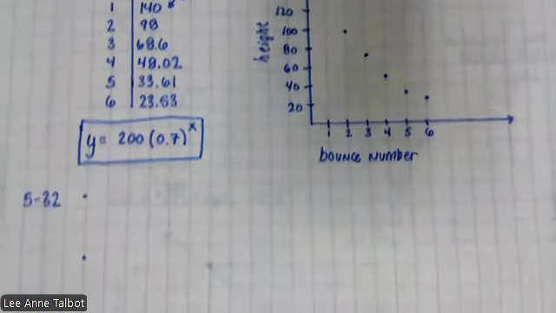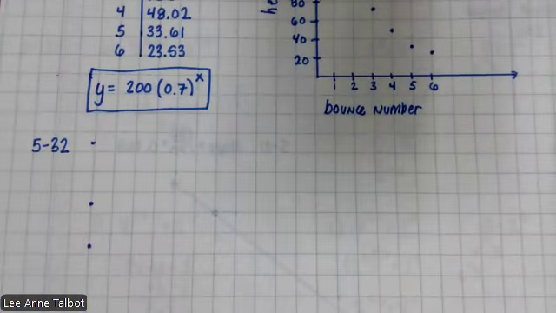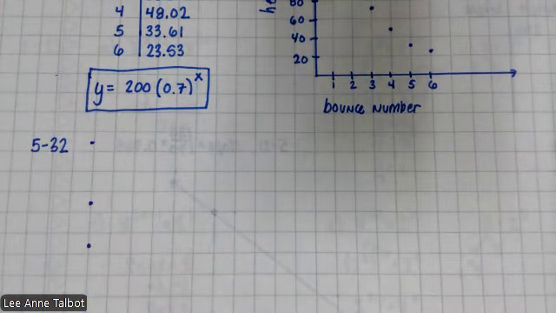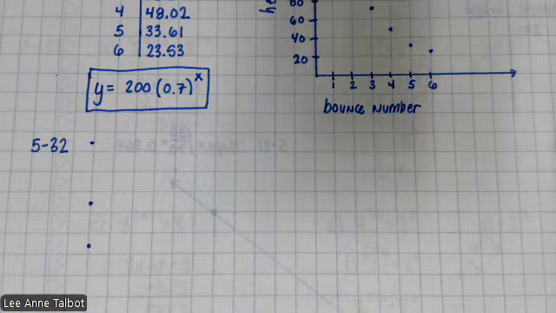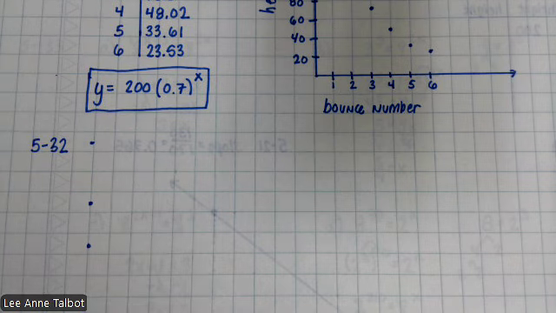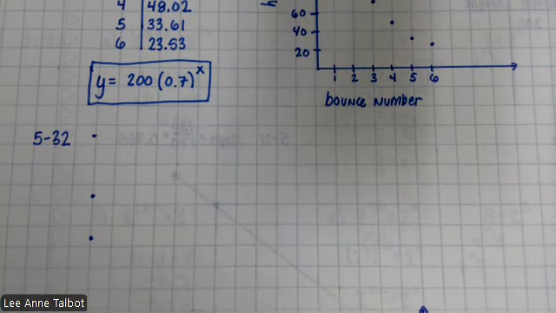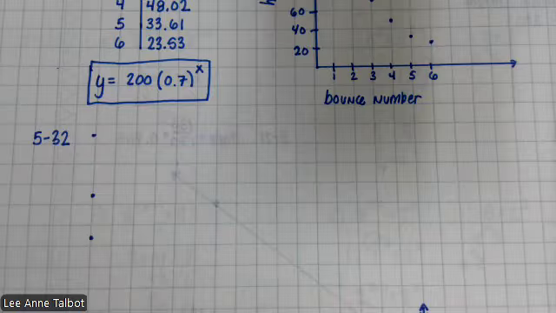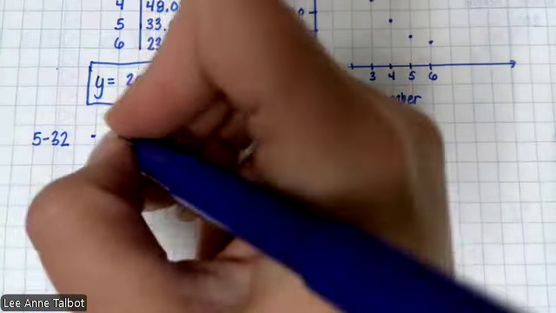Okay. Now set up 3 bullet points for number 32, and we're going to write 3 different facts about exponentials.